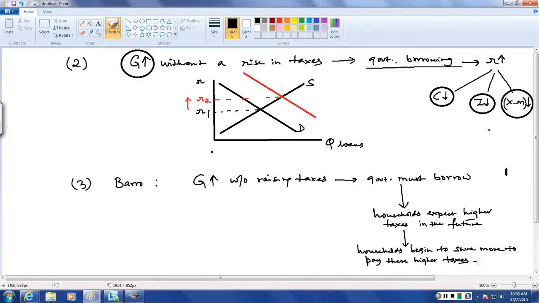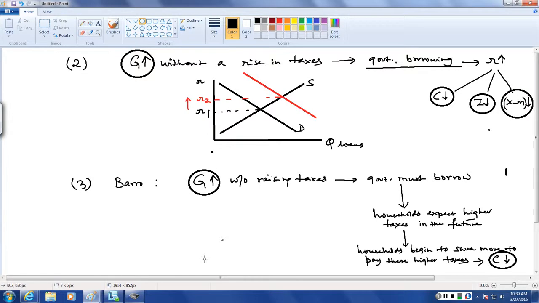Save more, of course, means that consumption spending reduces. That's how you save more, by reducing your consumption spending. So this is, again, another crowding out. You have an increase in government spending, and this is causing a decrease in consumption spending. So that is another kind of crowding out.